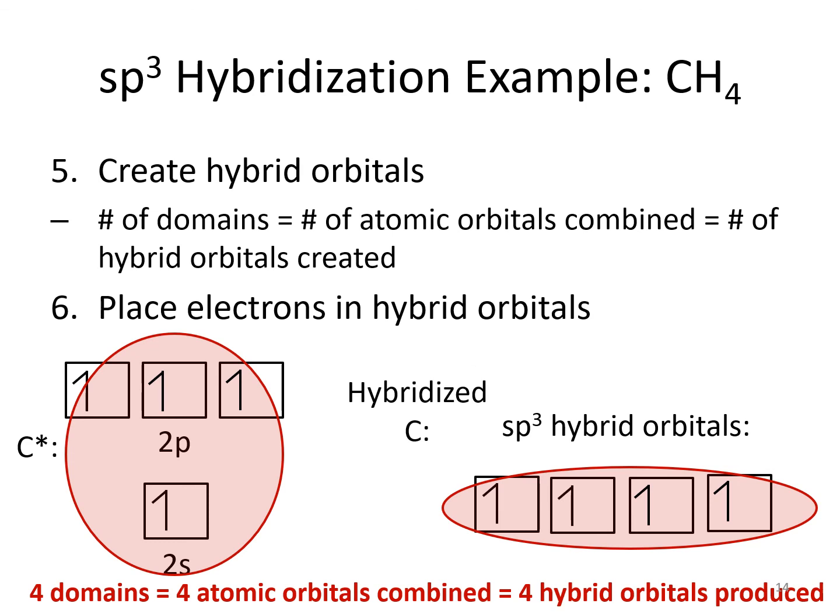We use our magic number to combine atomic orbitals to make hybrid orbitals. We combine an s orbital together with 3 p orbitals to make 4 sp3 hybrid orbitals that are all the same energy as each other. They each end up with an unpaired electron, so they can make the 4 bonds to the hydrogens.